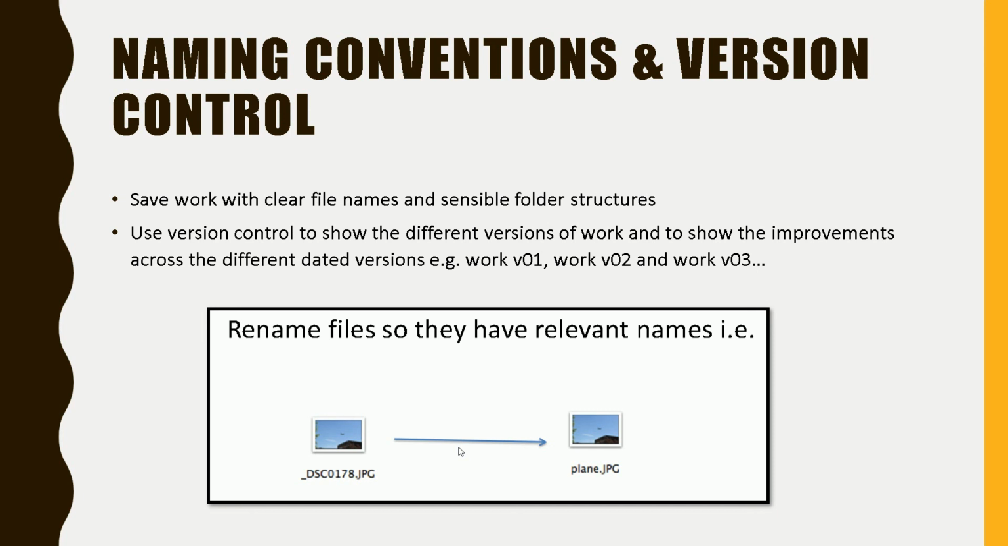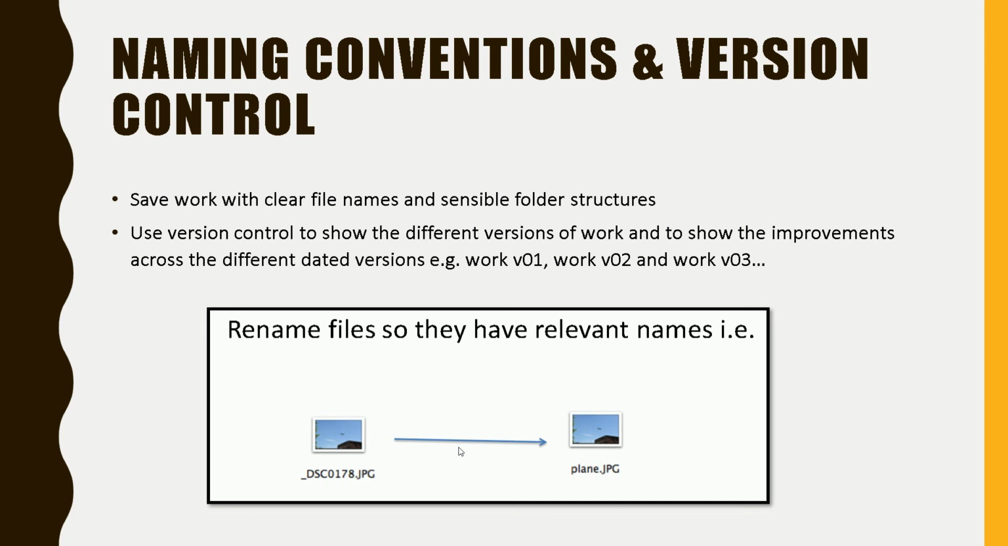Now obviously in terms of the work, the students need to understand that they save the work with a clear file name and sensible folder structures to keep the work organized and easy to find at a later date. Now they also use version control to show the different versions of work and to show the improvements across the different dated versions. For example, work version 1, work version 2, work version 3.